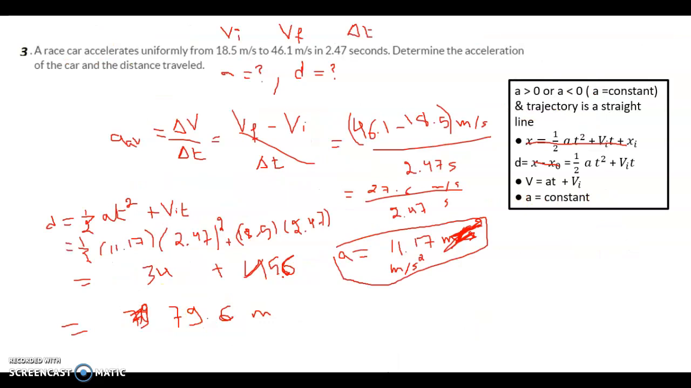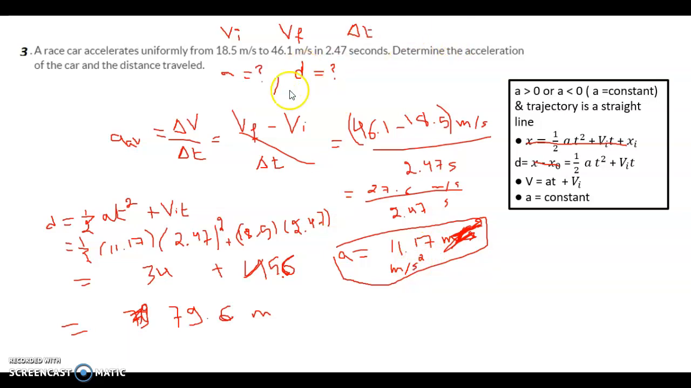Now a race car accelerates uniformly from 18.5 meter per second to 46.1 meter per second in 2.47 seconds. Determine the acceleration of the car and the distance traveled. So apply the formula, A average is delta V over delta T, V final minus V initial over delta T, 46.1 meter per second minus 18.5 meter per second over 2.47. It's 27.6 meter per second over 2.47, so A is 11.17 meter per second squared.